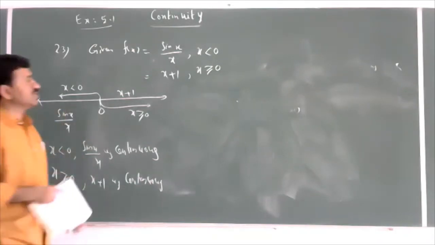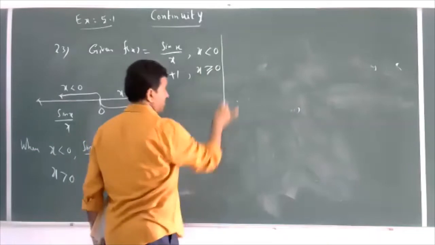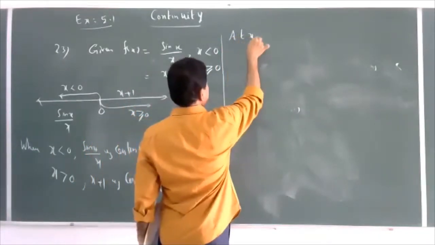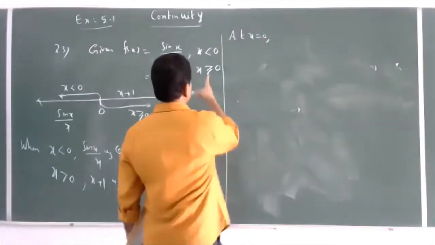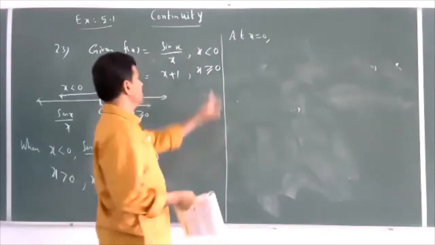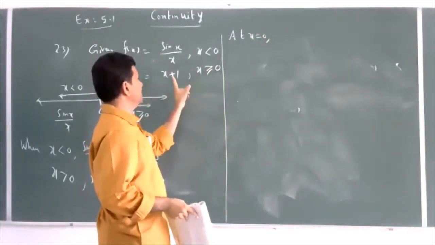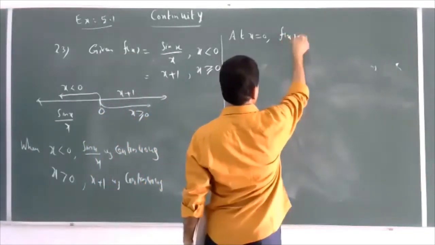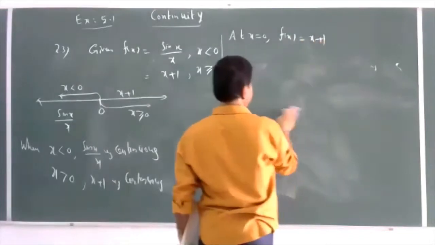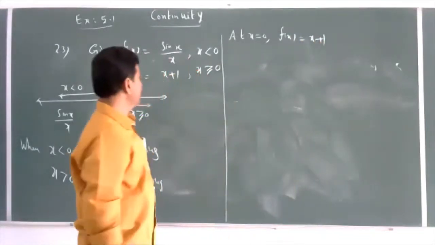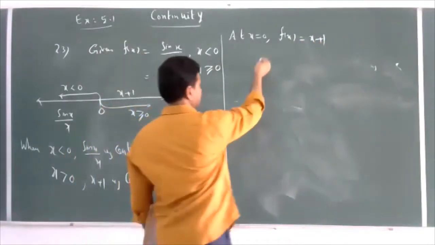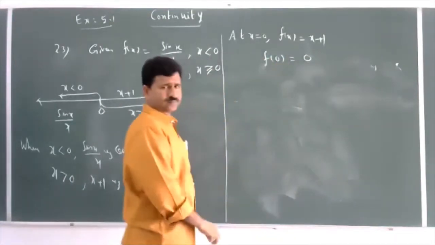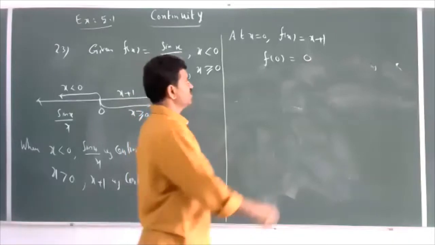At x is equal to 0, what is the function f of x? Second condition, x greater than or equal to 0, f of x is equal to x plus 1. Find f of 0. F of 0 is 0 plus 1, that is 1. Function value completed.